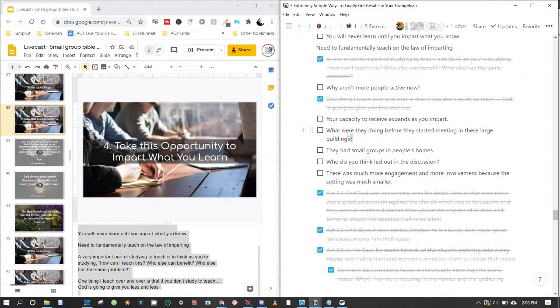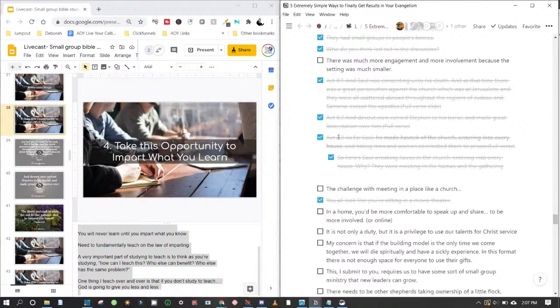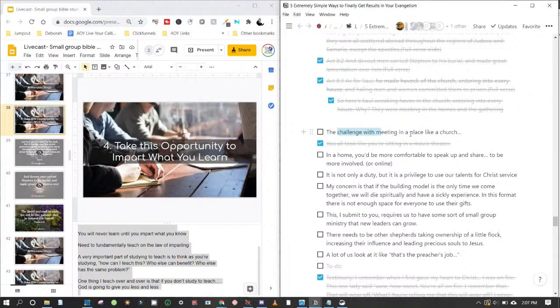What are they doing? They started meeting in these large buildings. That is wrong. They have small groups in people's homes. That's not even in the right place. Who do you think led out in the discussion? Yeah, there's much more engagement and involvement because the setting was smaller. The challenge with meeting in a place like a church. In a home church, you're more comfortable to speak and to share, more involved.